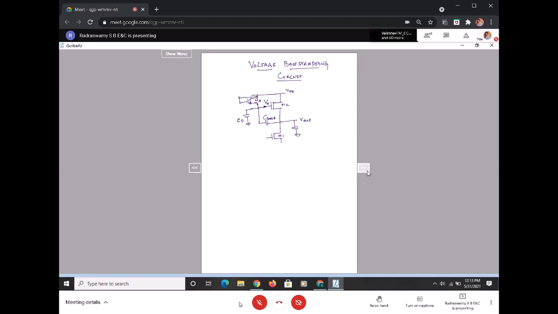That means M3 is always on, and M2 is driven by Vx, and we'll try to see what the Vx value will be at this particular point of time. This is what we have, and this is my V. Hope this is fine. This is the voltage bootstrapping circuit.